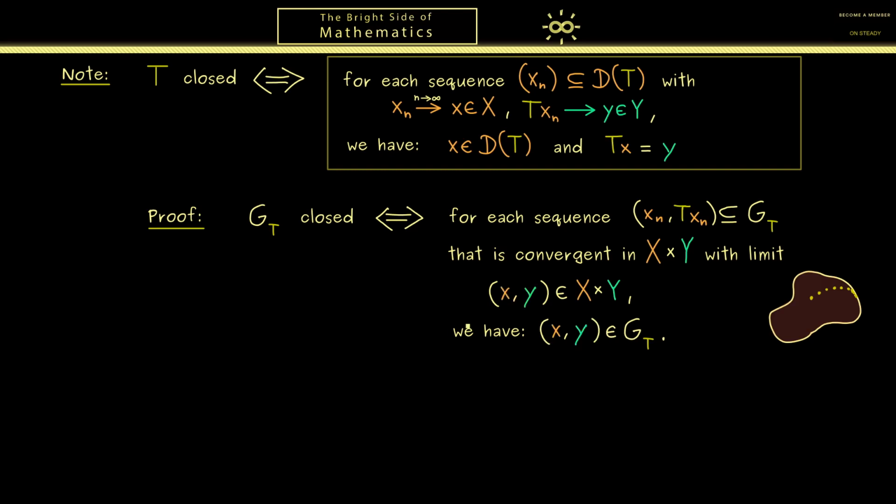Okay, but now this claim here tells us that this pair (x, y) also lies in the graph of T. And by the definition of the graph, this exactly means two things. First, our point x lies in the domain, and second, T of x is exactly y. And there you should already see, this is exactly the conclusion in the claim above.